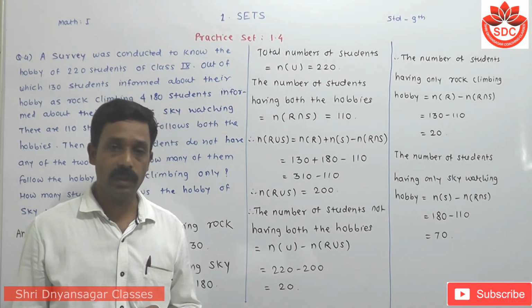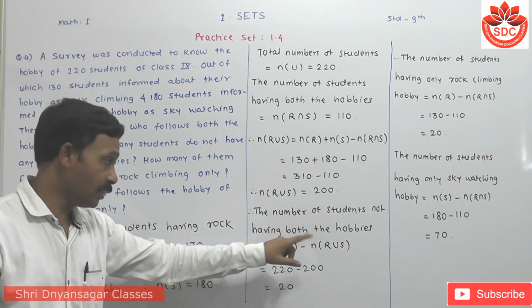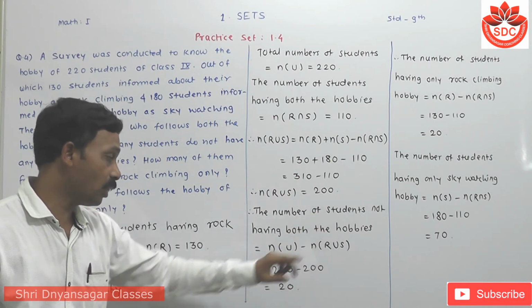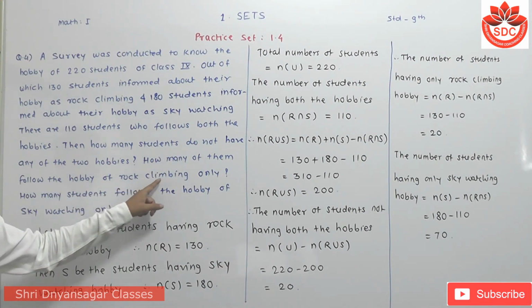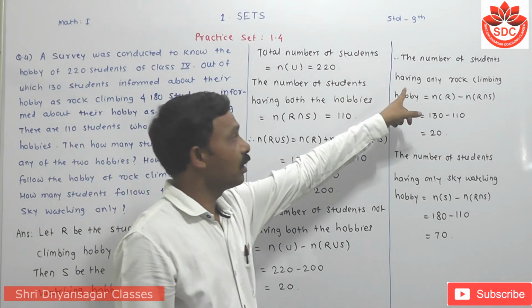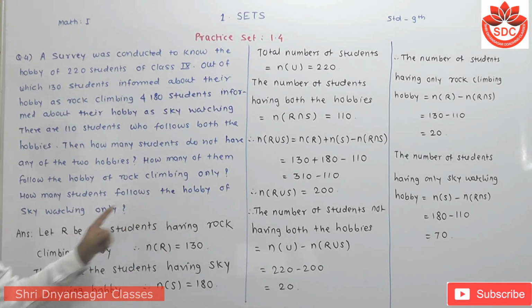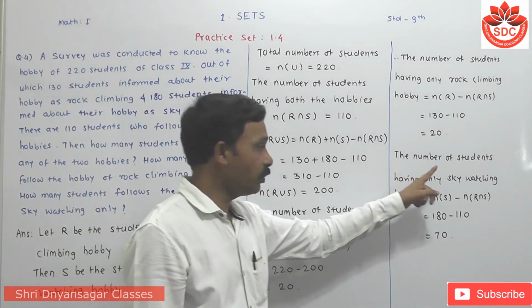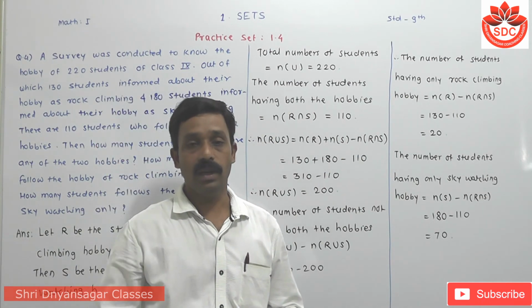Students, you have to write the answer in a full sentence. Observe carefully. The first question is how many students do not have any of the two hobbies. The answer in a full sentence is: the number of students not having both the hobbies is 20. The second is how many follow the hobby rock climbing only. You write: the number of students having only the rock climbing hobby is 20. And the last point is how many students follow the hobby of sky watching only. The number of students having only the sky watching hobby is 70. Can you understand? Then we see the next question.